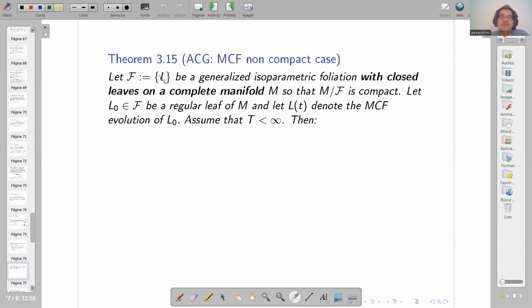Turner was studying isoparametric foliations in spheres. What was the behavior of the mean curvature flow of isoparametric foliations in spheres? Radeschi and I then published a paper about mean curvature flow of generalized isoparametric foliations in every compact manifold.